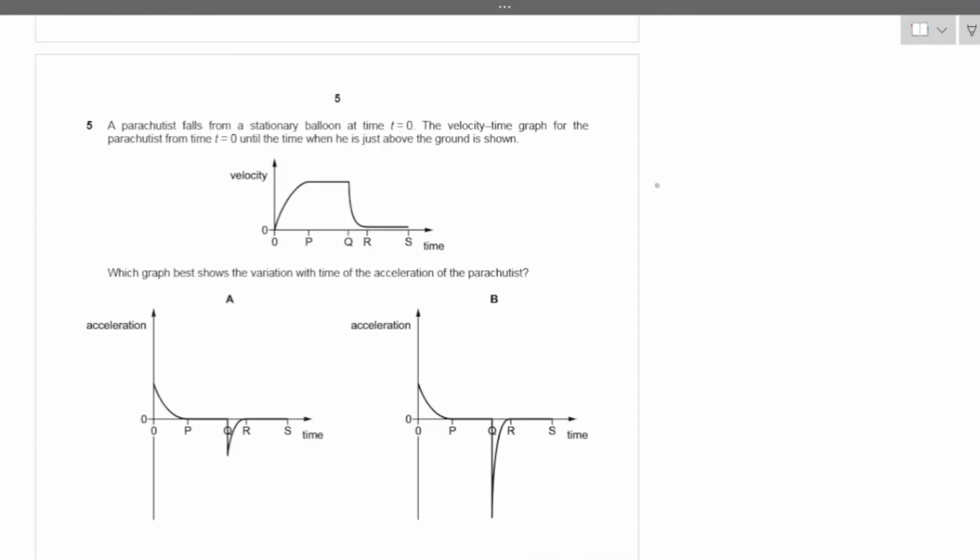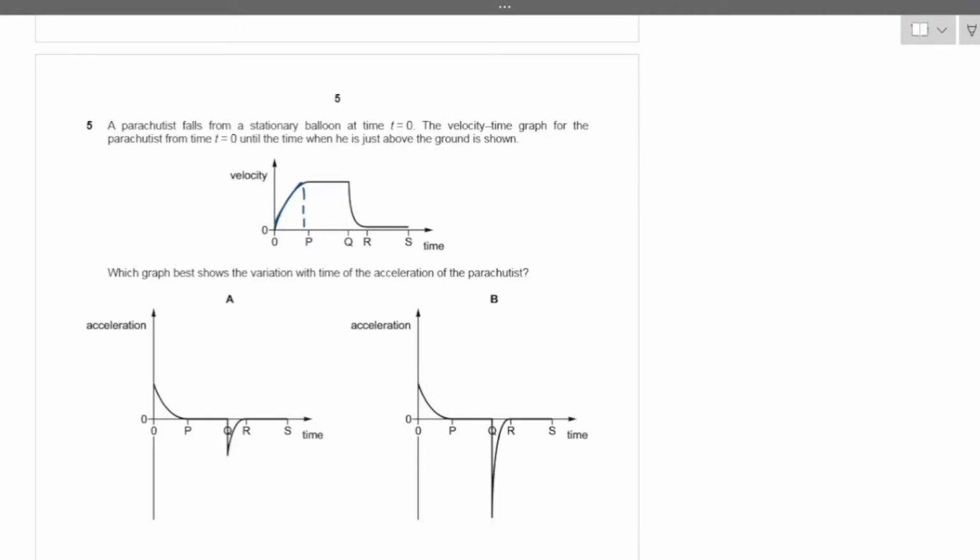Alright, so now they're asking us to convert this graph from a velocity-time graph to an acceleration-time graph. This should be relatively easy. Look at the gradient, because that gradient is the thing which represents the acceleration in this case. For the first part, the curved part, we can see that the acceleration is decreasing. How? Because the gradient of the graph initially is decreasing.